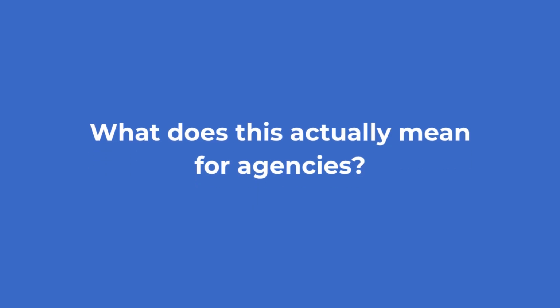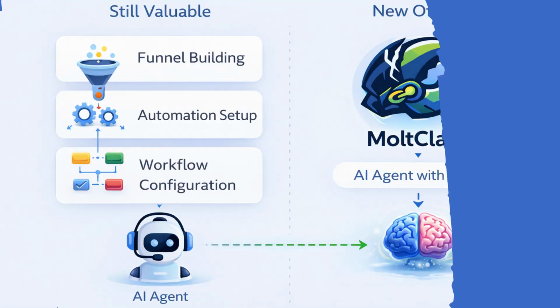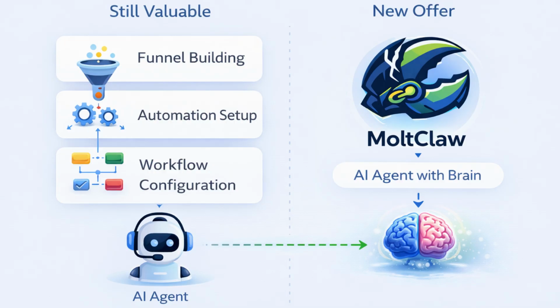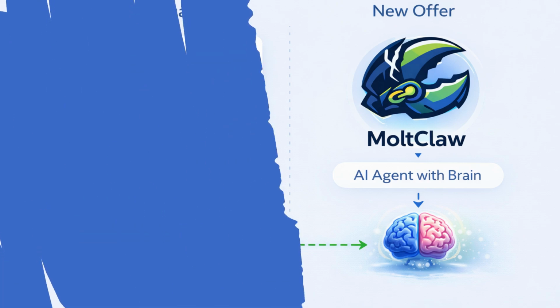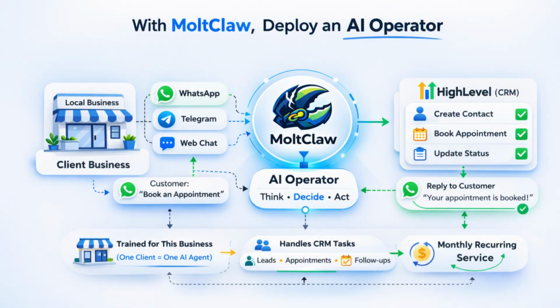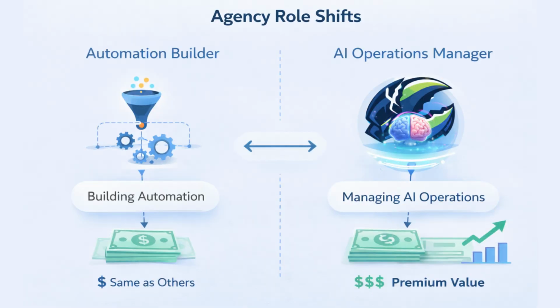Now, what does this actually mean for agencies? Right now, we deliver value through funnel building, automation setup, and workflow configuration. This is still valuable, but MoltClaw opens up a different kind of offer. You can deploy an AI operator for your client's business, something like an AI receptionist or AI lead manager that handles the CRM actively through natural conversation without relying on difficult automation logic. That becomes a monthly recurring service rather than a one-time setup. Each client location gets its own agent trained on the specific business. Now the agency role will be shifting from building automation to managing AI operations. So that is a different value proposition and justifies a completely different pricing conversation with the clients.